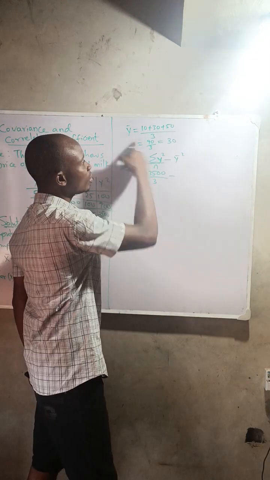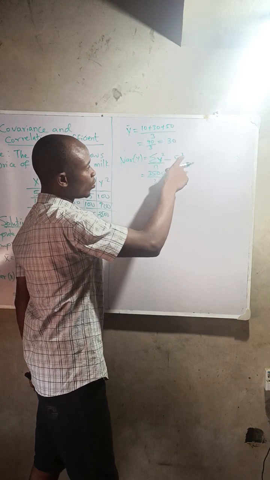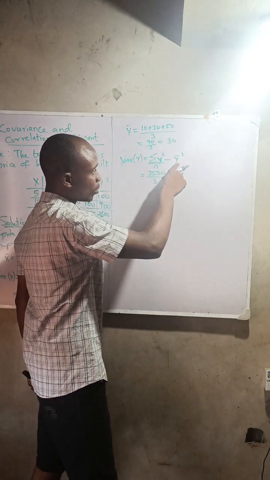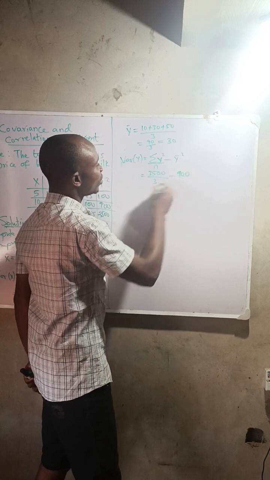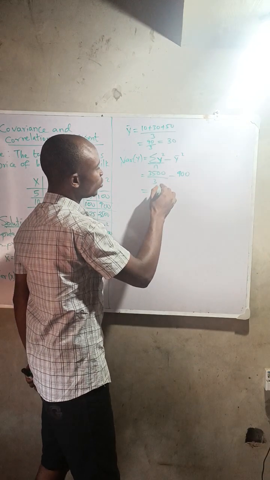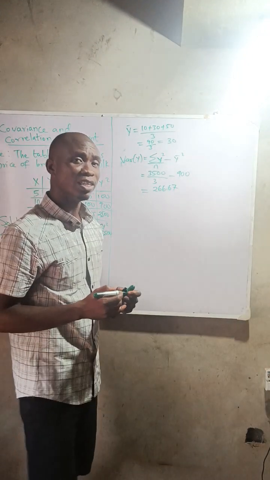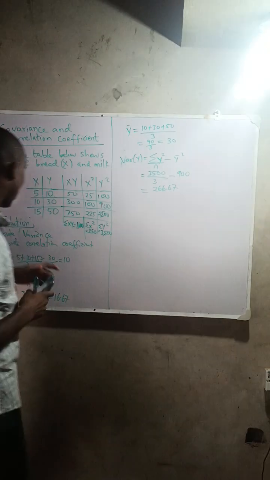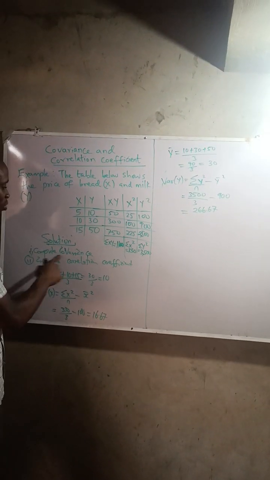minus the square of y bar, we have 30 times 30, which is 900. So when we solve this, we have 266.67. Now, the next thing we're going to calculate is the covariance, because the question says we should compute covariance.